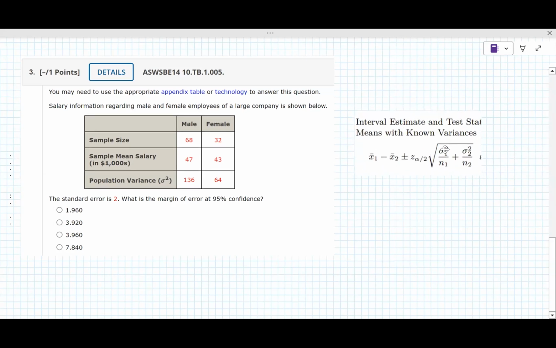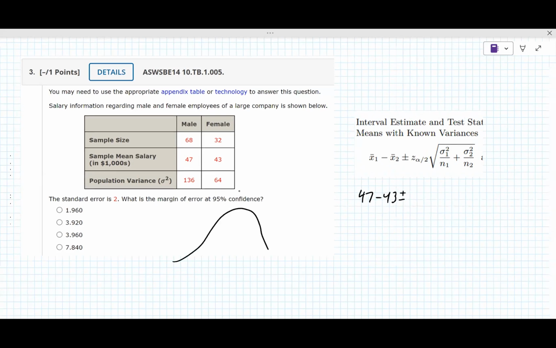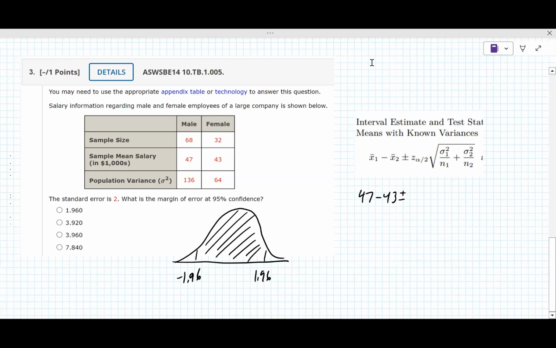Okay, so it's x bar 1 minus x bar 2. That's 47 minus 43 plus or minus. Now at the 95% confidence interval, that's where we were doing this before, where you're looking up the z values from the area 0.95. By now you should have a pretty good idea of these: minus 1.96, plus 1.96. That's the z value. Now this standard error is this part in the square root. That whole thing is 2.